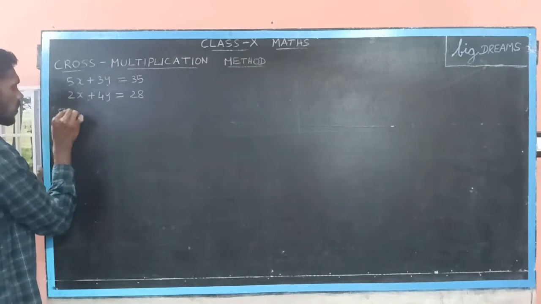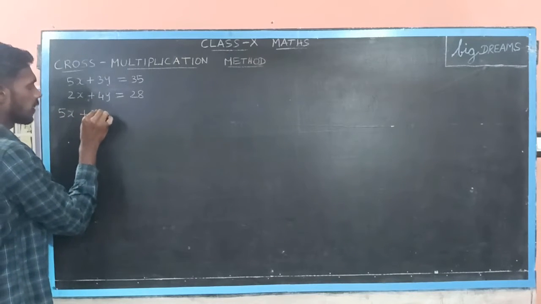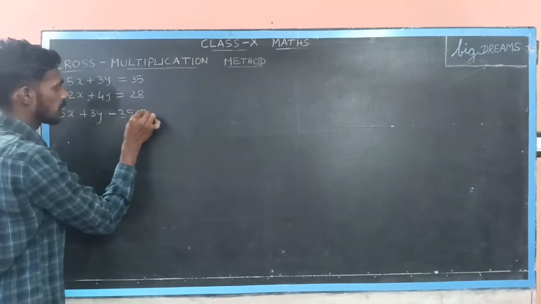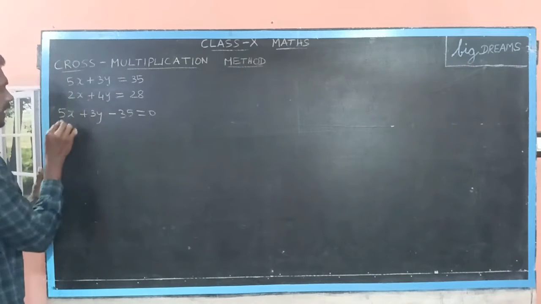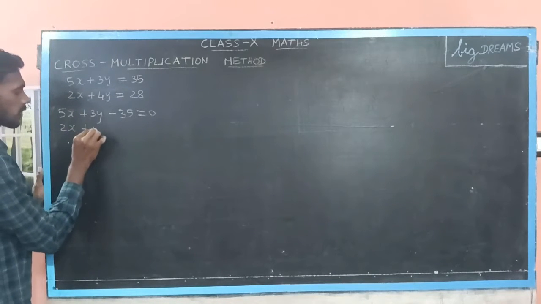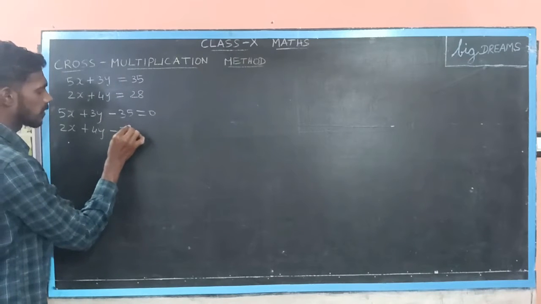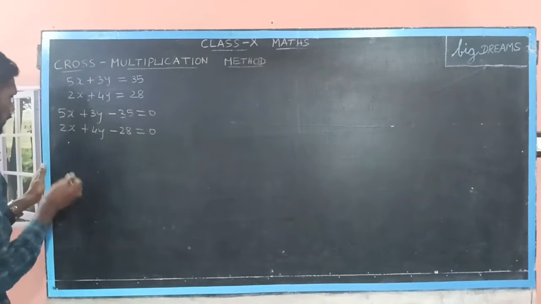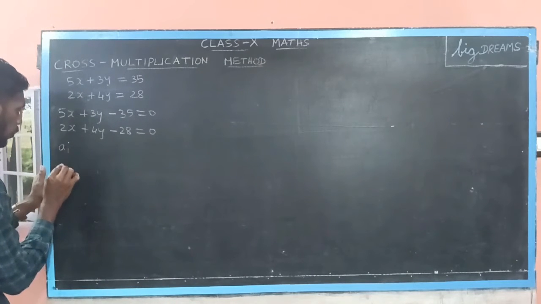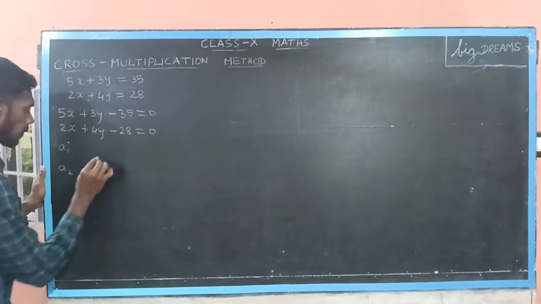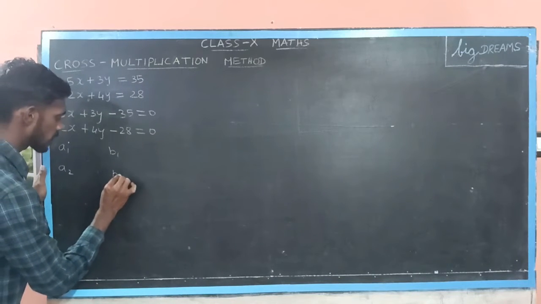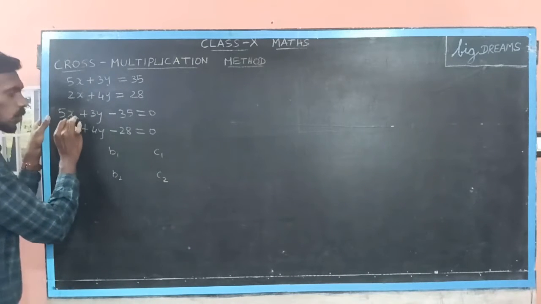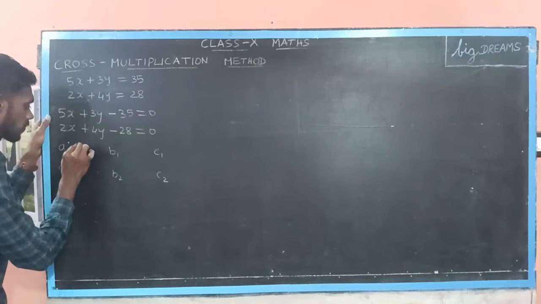So I am writing here 5x + 3y, then bringing this constant term to the LHS, it becomes minus 35 equal to 0. Then the second equation as 2x + 4y - 28 = 0. Okay, so I have written it in the standard form. Then in the second step, we have to pick the values of the coefficients a1, a2, b1, b2 and the constants c1, c2. So a1, the x coefficient in the first equation, is 5.